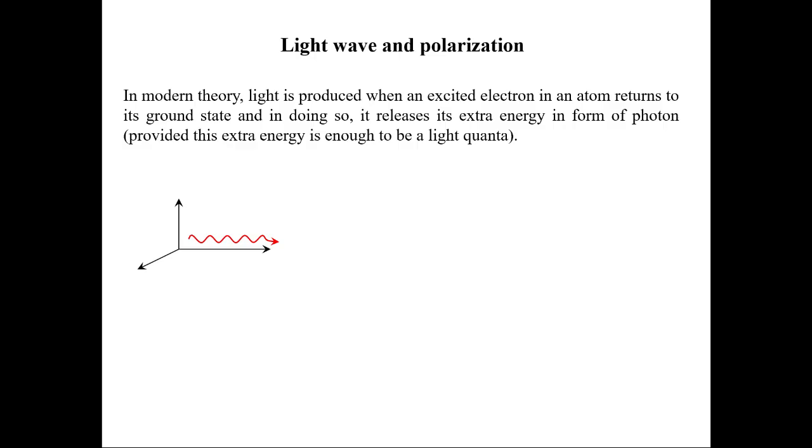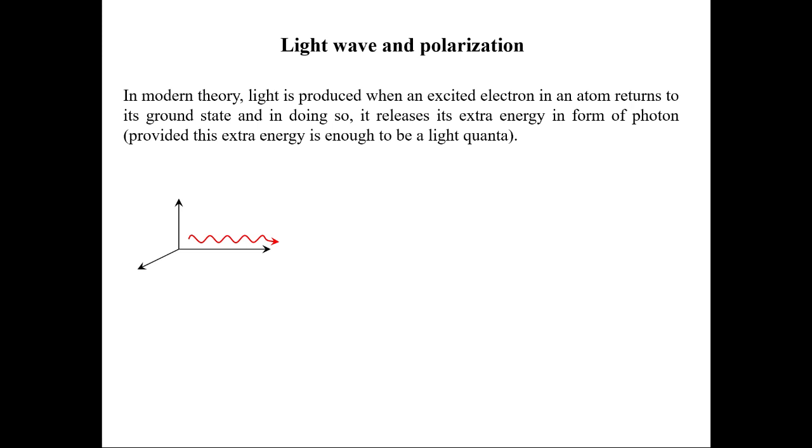In modern theory, light is produced when an excited electron in an atom returns to its ground state, and in doing so, it releases its extra energy in form of photon. Once the electron has come to its ground state, the emission of light is stopped. Now another wavelet gets emitted by another atom by de-excitation of electron. Therefore, a light beam is composed of a large number of small wavelets emitted from different atoms at different times. All these wavelets are independent of each other, although they are traveling in the same direction.